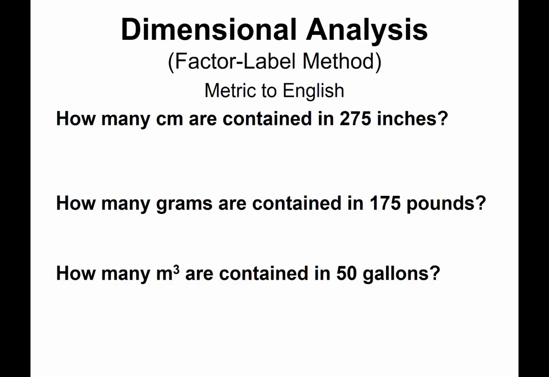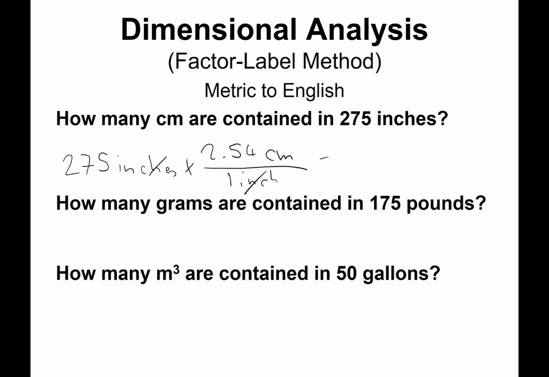How many centimeters are contained in 275 inches? Okay, so now it's metric, and the conversion factor is 2.54 centimeters equals 1 inch, right? 275 inches times 2.54 centimeters divided by 1 inch.